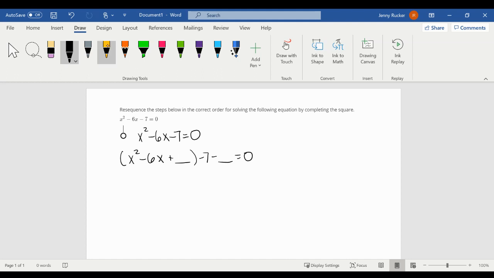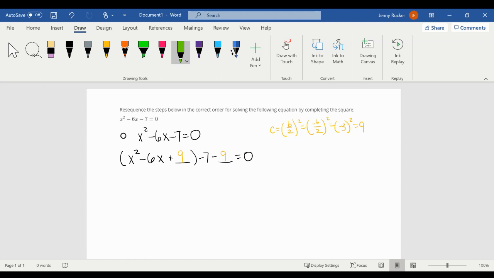So we're going to have to figure out the new c, which is going to be b divided by 2 squared, or negative 6 over 2 squared, which is negative 3 squared, or 9. So we're going to put in this 9 and this 9. So our first step will look like x squared minus 6x plus 9 minus 7 minus 9 equals 0.